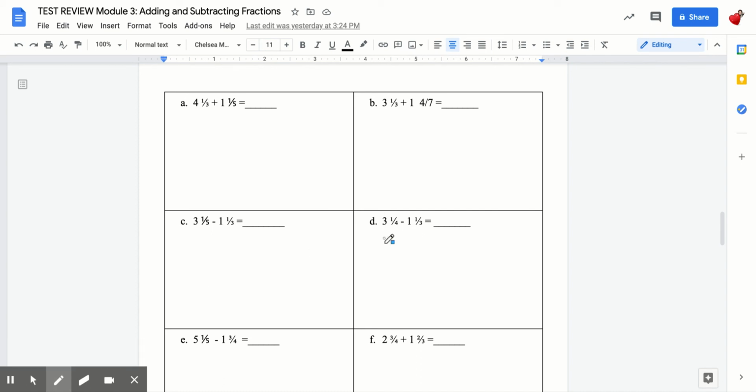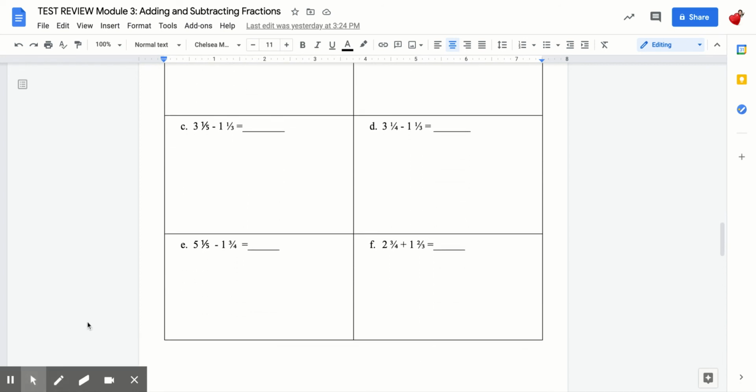All right, let's take a look at D. 3 1/4 minus 1 1/3. So my whole and fraction chart. So 3 1/4, 1 1/3. There's my subtraction sign. My writing's only big because I'm on the computer. You should be able to fit your whole problem onto your paper.